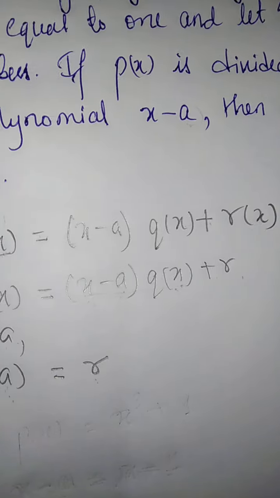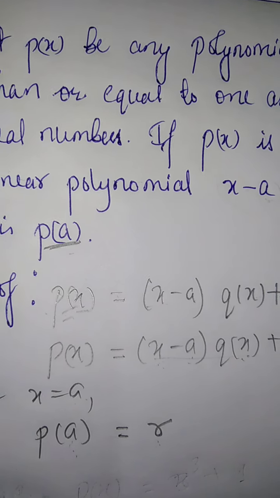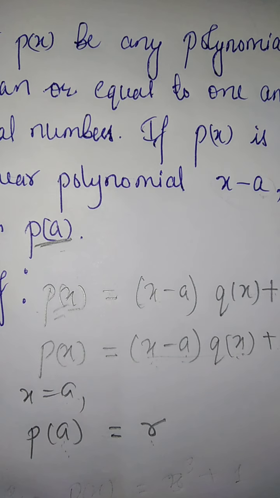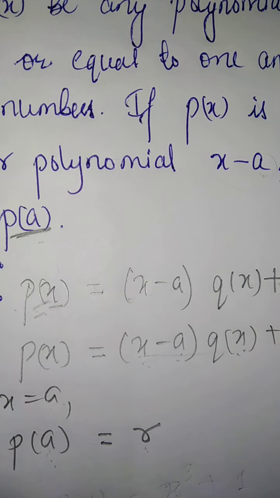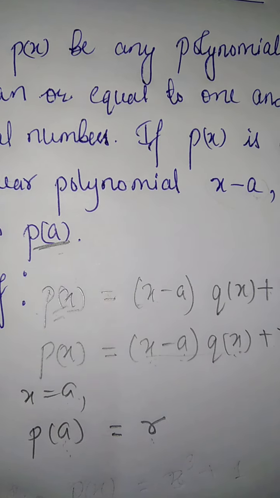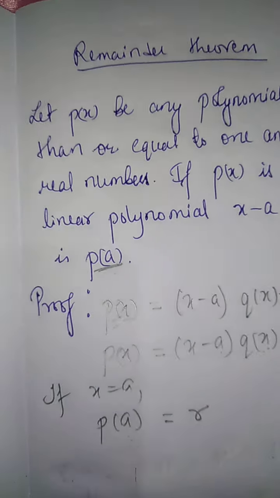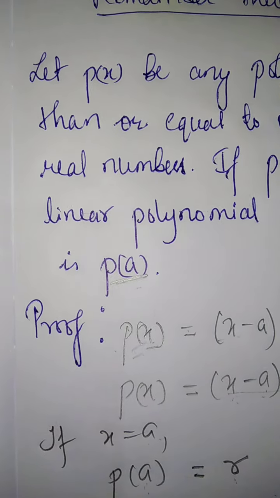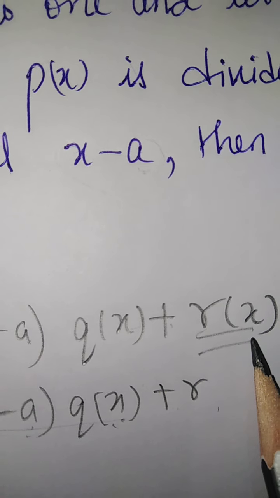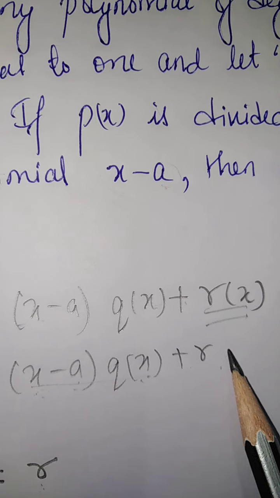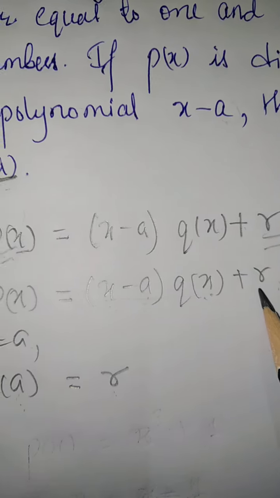Is it clear? Now students, in this case our polynomial will have degree 1 or greater than 1. That means the remainder will have degree less than 1, because remainders are always less than divisors, isn't it? That means this remainder will have degree less than 1. If it has degree less than 1, that means r becomes a constant. That's why instead of r(x) I wrote r here.